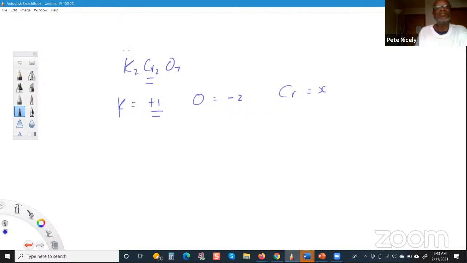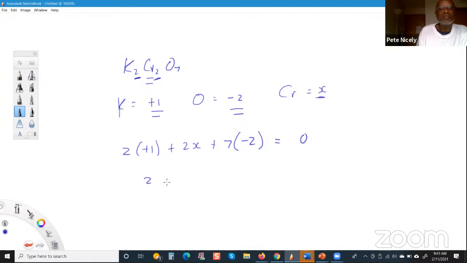So the entire compound is neutral, which means that when you add up the oxidation numbers of all the elements in this compound, that should be equal to 0. Therefore, we're going to set this up because you have 2 here for the potassium. You're going to have 2 times +1 plus the oxidation number of chromium. We said it's X. There are 2 of them. So we're going to put 2X here plus 7 times the oxidation number of oxygen, which is -2. And we set that to be equal to 0. All right, so all we have to do from here is to solve for X.